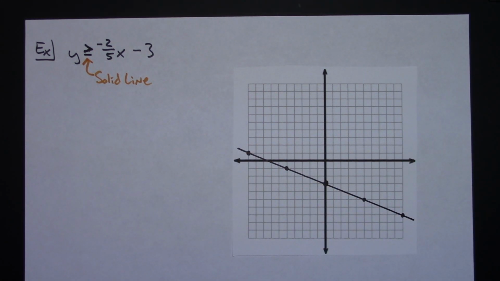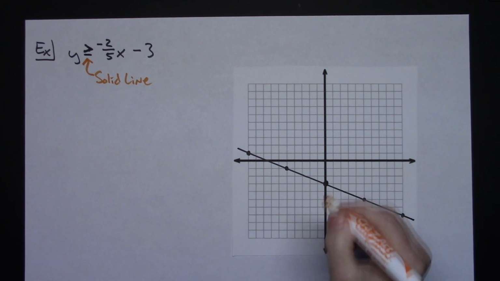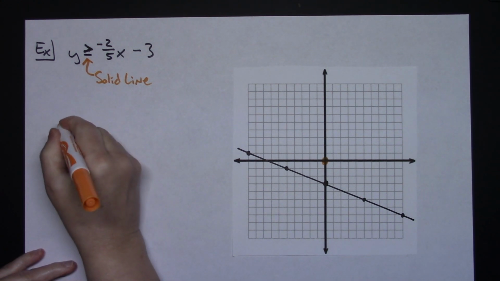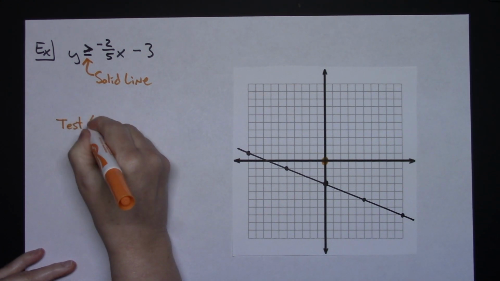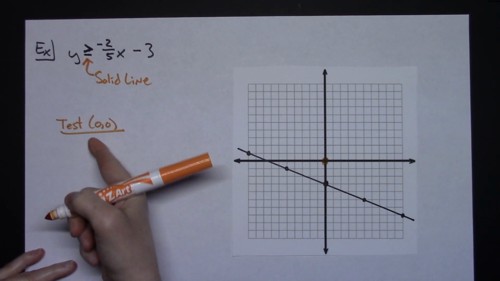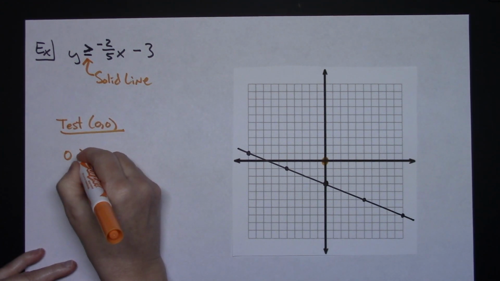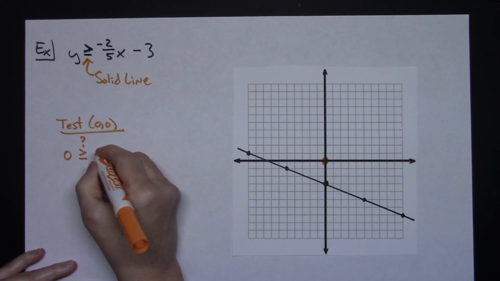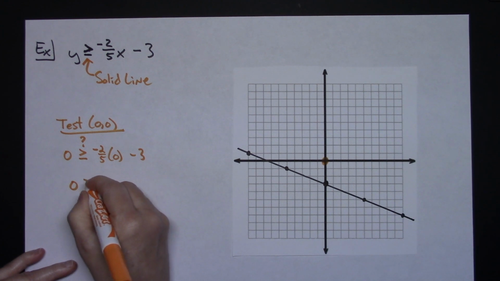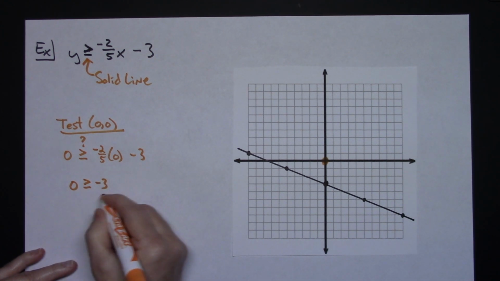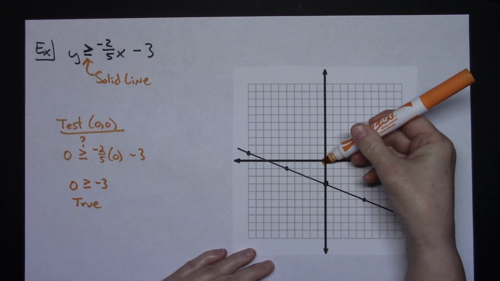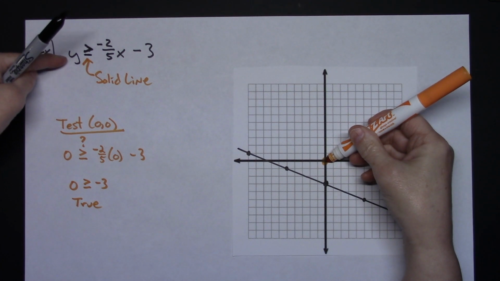Now I need to test the 0, 0 point. So here's 0, 0, and the only reason I'm choosing 0, 0 is because it's going to be easy to plug in. So plugging 0 in for y, 0 in for x, I'm going to have 0 greater than or equal to, question mark, negative 2/5 times 0 minus 3? So is 0 greater than or equal to negative 3? We can look at that and conclude that that is a true statement. That means that the point 0, 0 is a solution to this inequality.